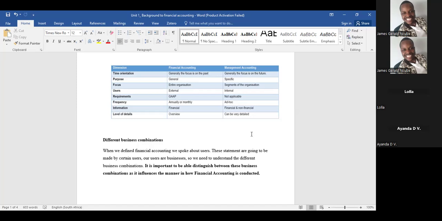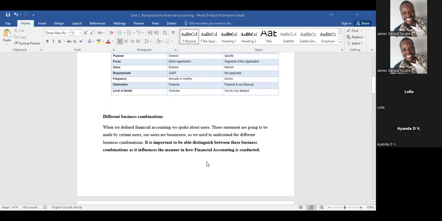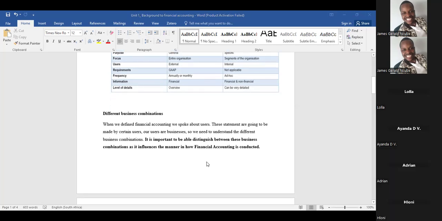There are so many different users of financial information within an organization, regardless of how the business was created. Okay. Donnie, I think you can proceed with business combinations. All right. Thank you for that. And thank you to all those who have participated as well, Lola, to be specific. And I hope we're going to be interacting with one another.